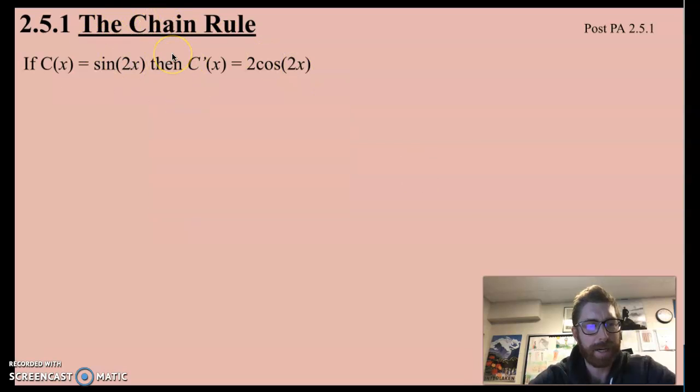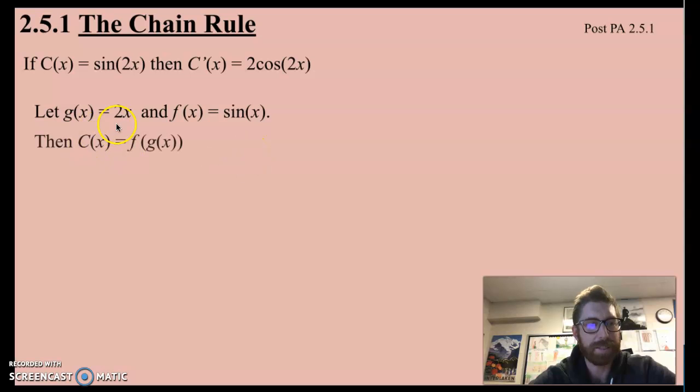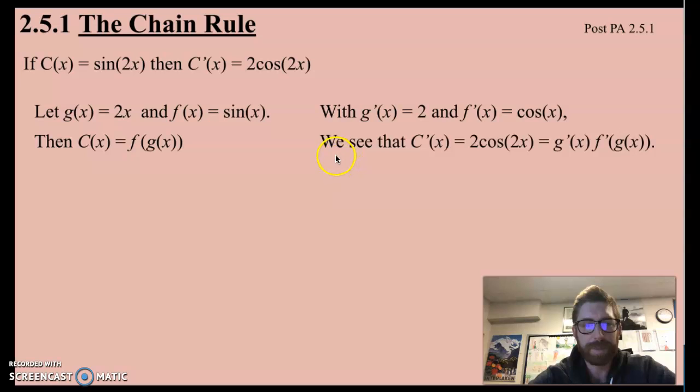Yeah, so let's flesh that out, right? So basically we had c of x equals sine of 2x, and we just found that c prime of x equals 2 times the cosine of 2x. And you'll notice, again, let's let g of x equal 2x, so that's the inner function, and let's let f of x equal the outer function, sine of x. You'll notice that the derivative of the first part here is 2, and the derivative of the second part here is cosine x, right?